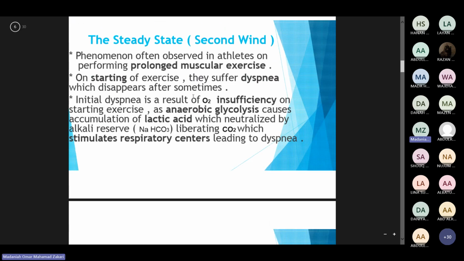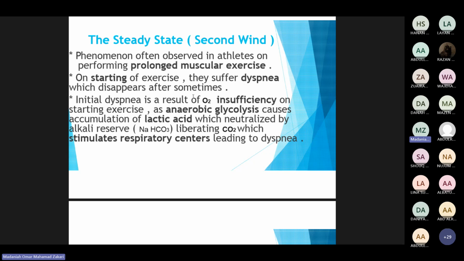What is the steady state or second wind? It is very common in athletes when they are performing prolonged muscular exercise. In the beginning of the exercise, they start to suffer dyspnea, shortness of breath, but this will disappear after some time. This initial dyspnea is due to oxygen insufficiency, because you only have the oxygen already stored in the body, but when the muscle becomes active, you need more oxygen.